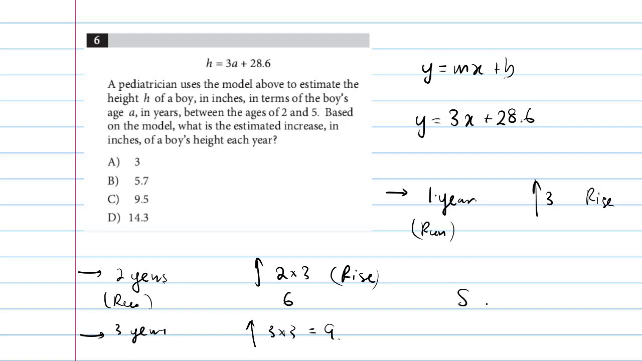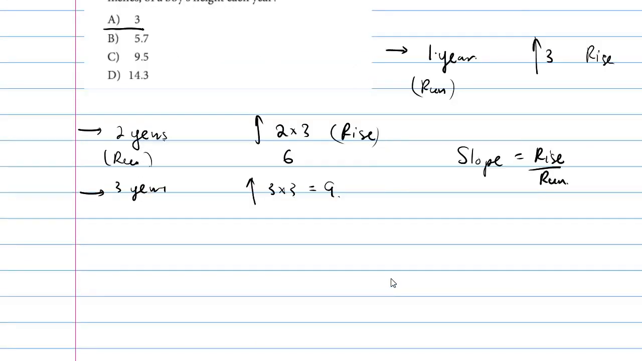Because the slope, I just write this again, which is rise over run. So you don't need any of this. 28.6 is the y-intercept, it doesn't play any role in the answer. You just need to look at this. So this would be your answer. Every year the boy grows by 3 inches, right? All right. Okay, let's move on.